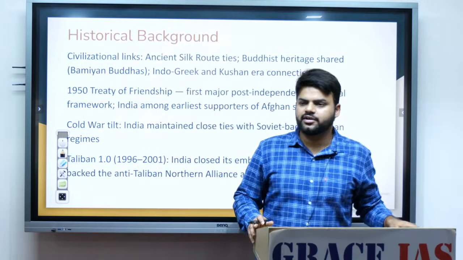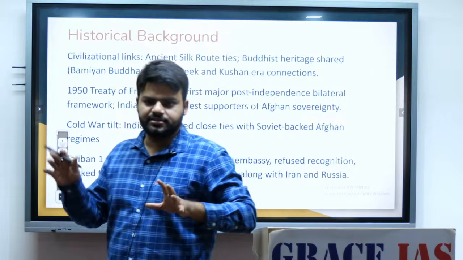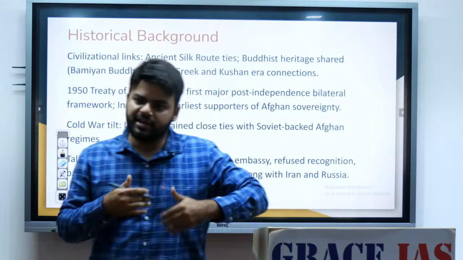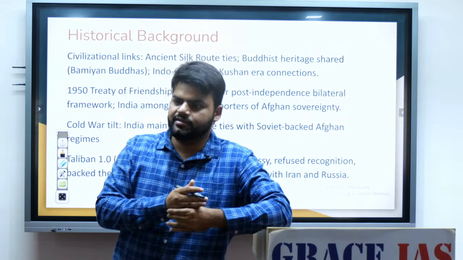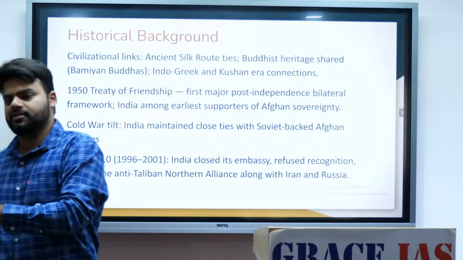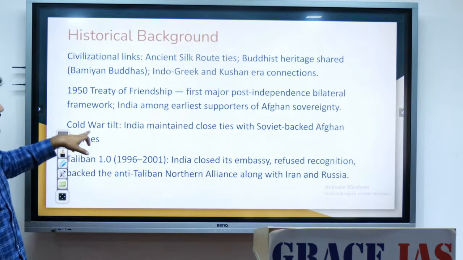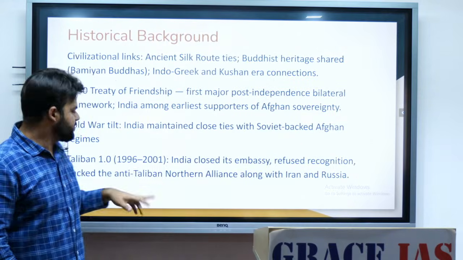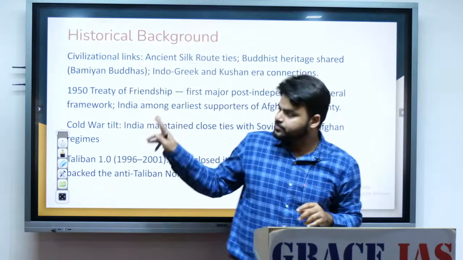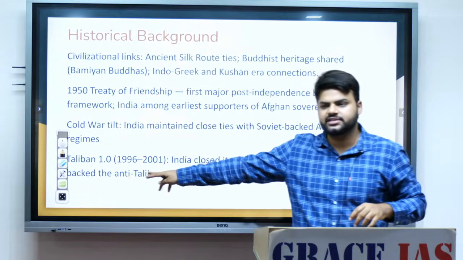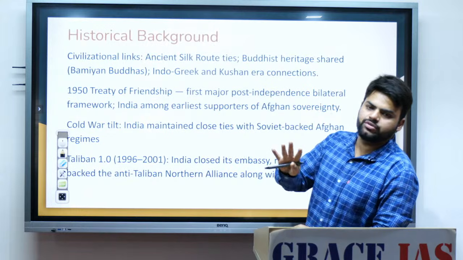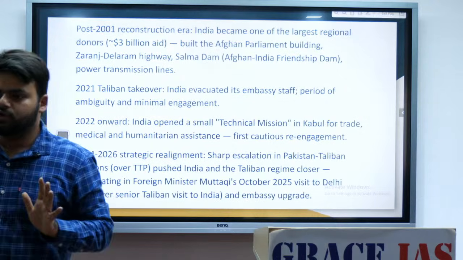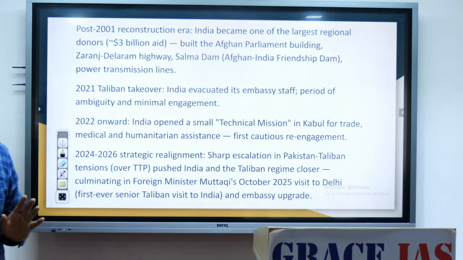Then in the Cold War, remember the Cold War? Yesterday we discussed. Afghanistan was on the side of USSR. And India also, after 1971, was tilted towards USSR. So both were in the team of USSR, and that is why India and Afghanistan had good links. Both were backed by USSR only. Then Taliban 1.0 came in 1996, I already told you. At that point, when militants came, India broke all ties. India said, we will not talk to these people who only talk with the barrel of the gun. We want to talk to a democratic government.